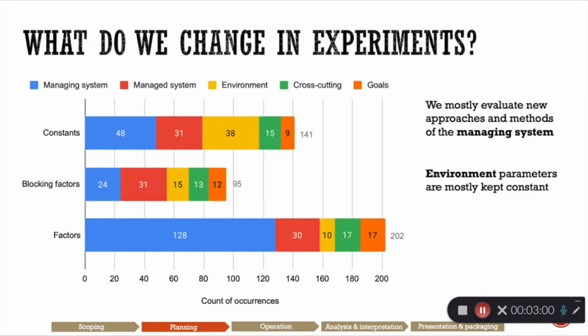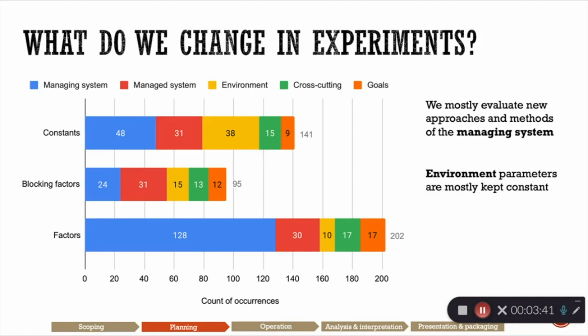Next, we were interested to understand what do we change in experiments, or what are the independent variables in the SIMS experiments. We extracted those and classified them again into 2 categories. First, into whether they refer to the managing system, managed system, environment, cross-cutting, which means that it would refer to more than one of the previous categories, or the system goals. We also categorize them into constants, blocking factors, and factors. Constants were the variables whose values did not change in an experiment. Factors were the variables whose values changed in an experiment, and blocking factors were used for creating analysis blocks.